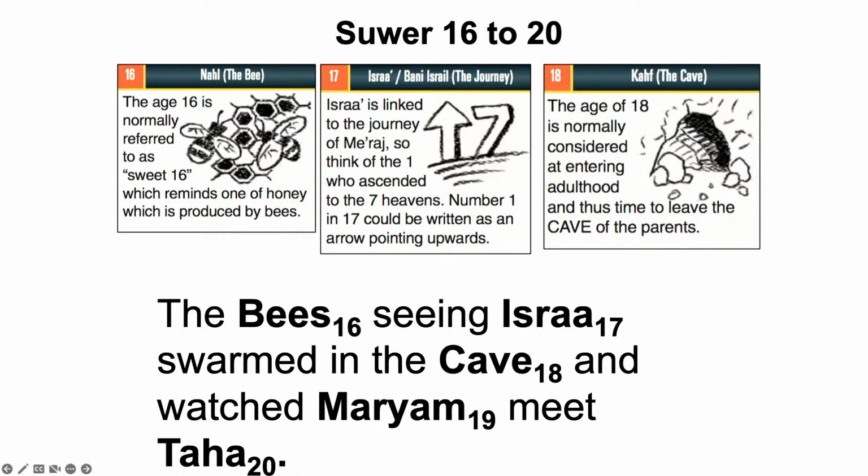14, Ibrahim. 15, Hijr. 16, sweet 16. You got it? 17, Isra. 18, cave. 19, Maryam. 20, Taha. You already know 20. Are you good?